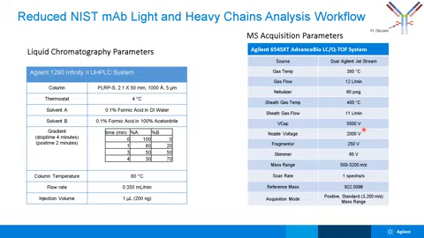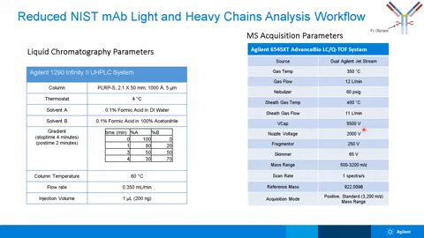We also wanted to look at the light and heavy chains of MiAb. So we reduced the MiAb into light and heavy chain components, used the same Agilent 1290 Infinity II UHPLC system, and used the same PLRP-S column, a 2.1 by 50 millimeter column, 1,000 angstrom, 5 micron. Using typical reverse phase separation solvents, we use water with 0.1% formic acid, and acetonitrile with 0.1% formic acid. We went from 0% B up to 70% B, and back down to 0% B.